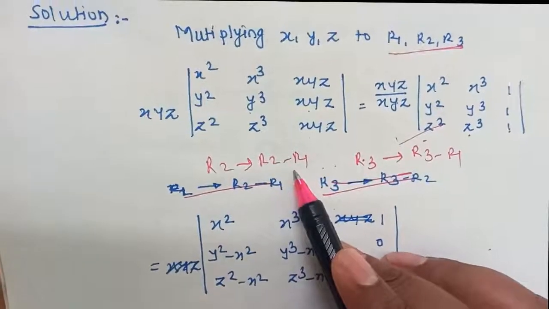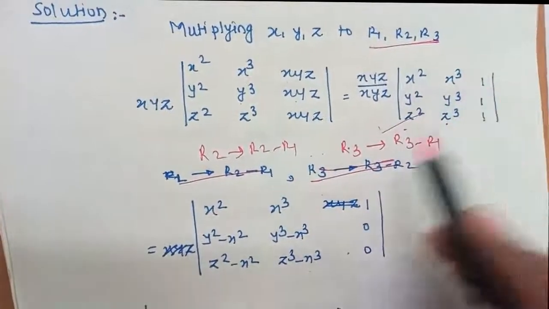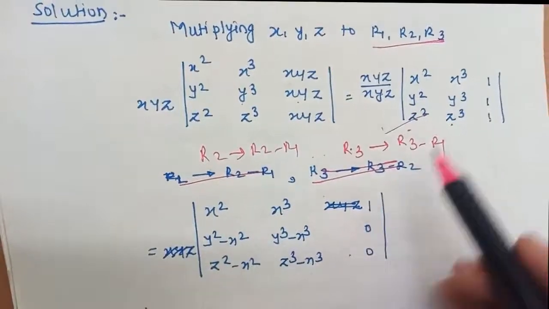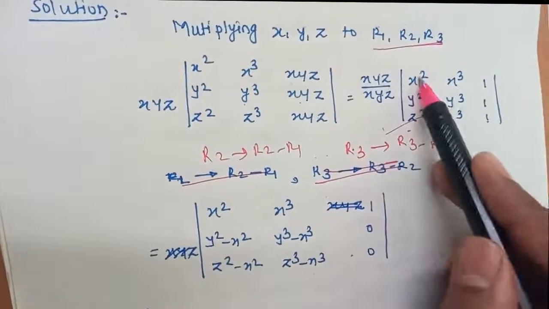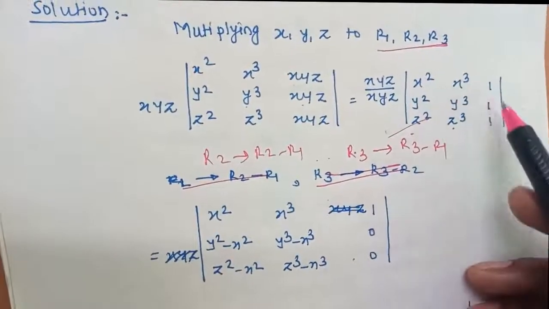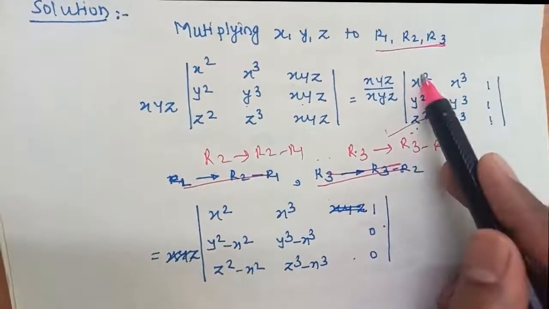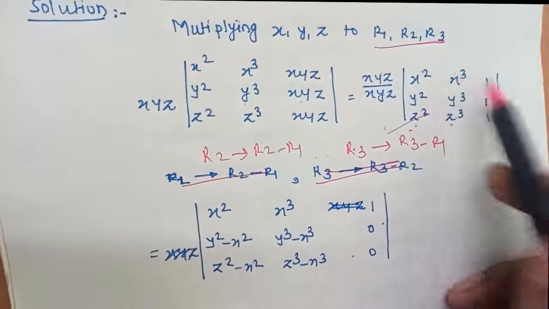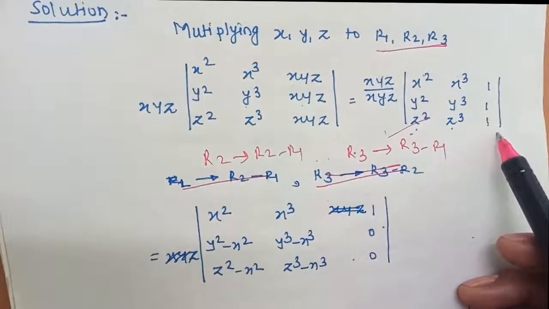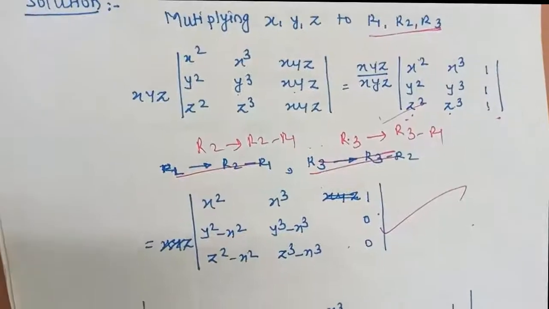So R2 changes to R2 minus R1, which means R1 will be as it is: x square, x cube and 1. R2 minus R1: y square minus x square, then y cube minus x cube, and 1 minus 1 will be 0. R3 minus R1: z square minus x square, z cube minus x cube, and 1 minus 1, 0 will come again. So this is the determinant I will get.